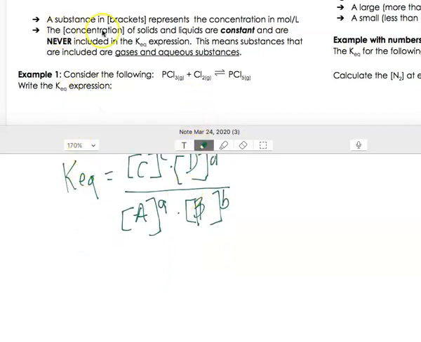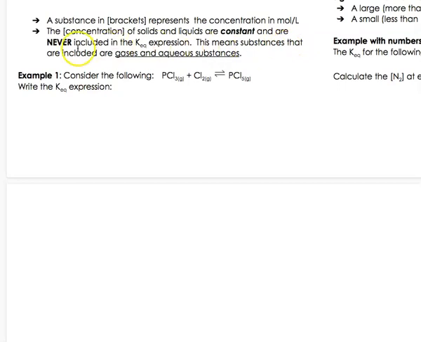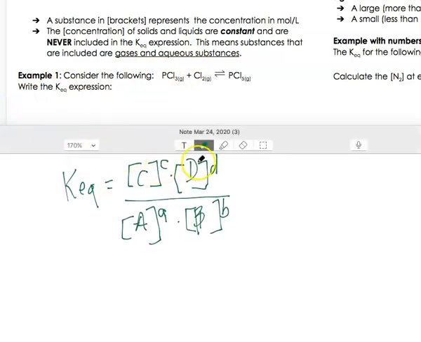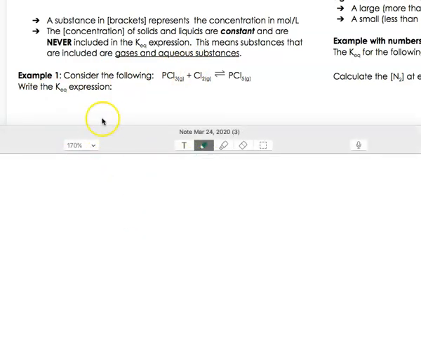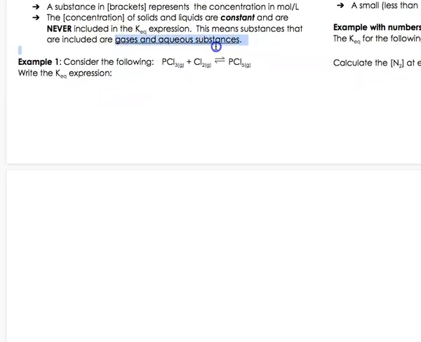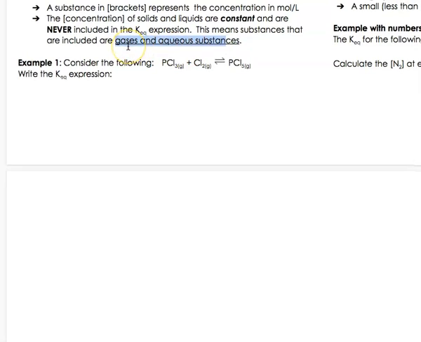So it says here, the concentration of solids and liquids are constant and are never included in K. This means that the substances that are included are only the gases and aqueous solutions. So I know it's a little complicated, but just keep this in mind, highlight this. Remember this, that only gases and aqueous substances are included.